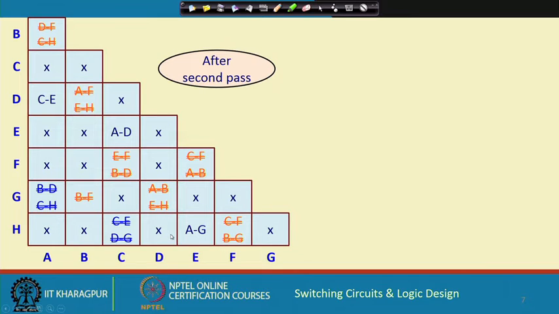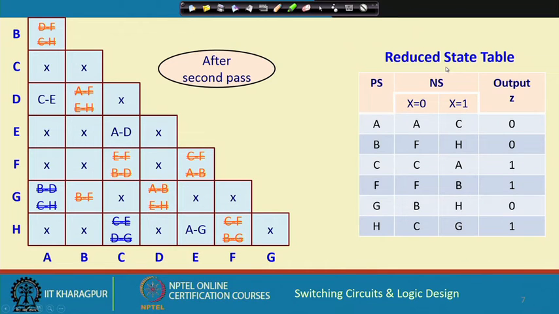So, what you see is that after all these cancellations have been made, you will find that there are still some entries which are not cancelled. Like here we can find these, right. So, here there are 8 states, right, A, B, C, D, E, F, G, H.